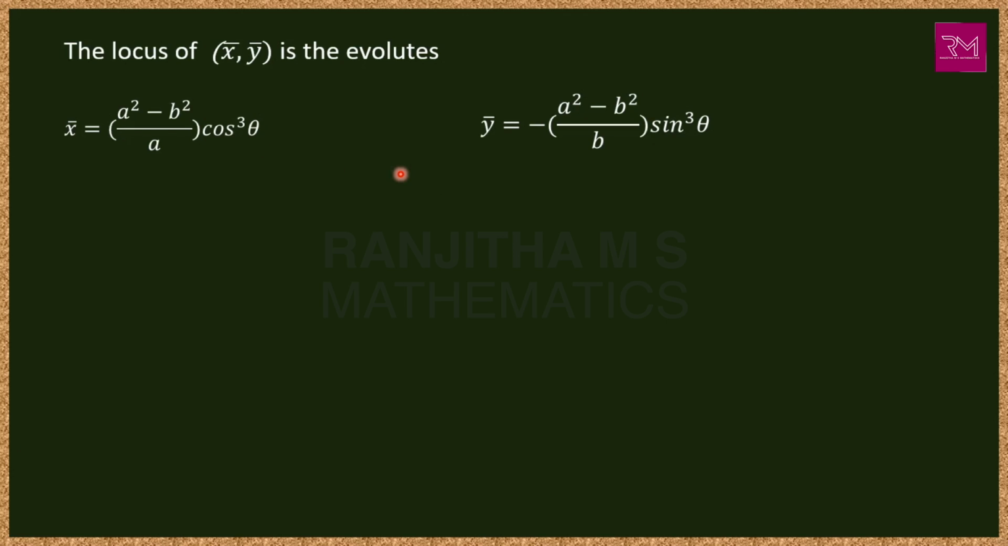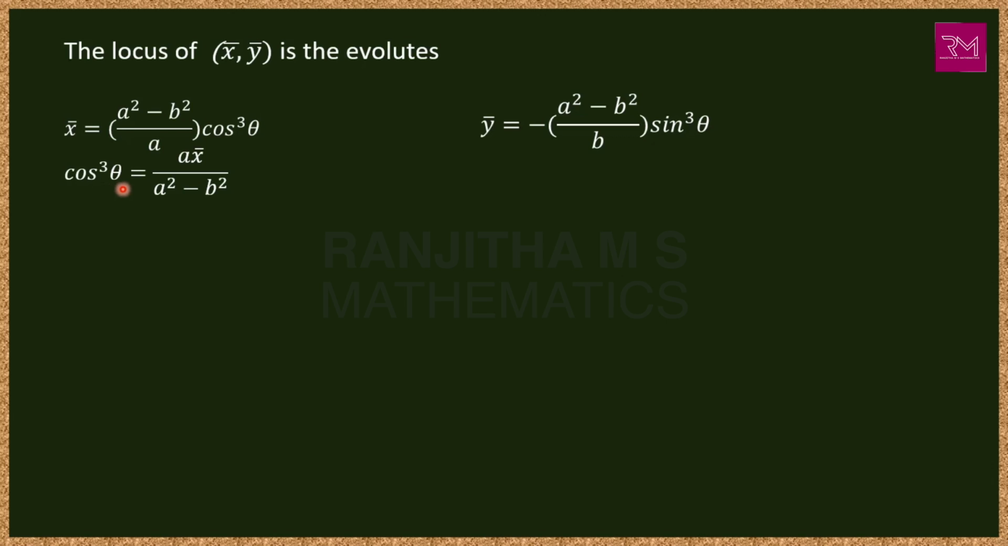But in the given problem, they have asked to show that the evolute of the ellipse is (ax̄)^(2/3) + (bȳ)^(2/3) = (a² − b²)^(2/3). We have to simplify further x̄ and ȳ. Here x̄ is nothing but (a² − b²)/a into cos³θ.